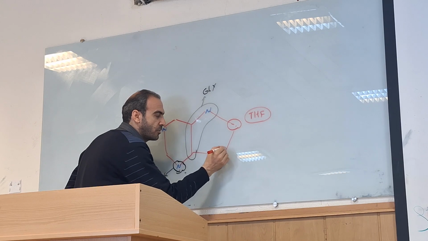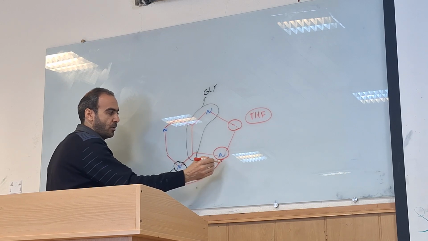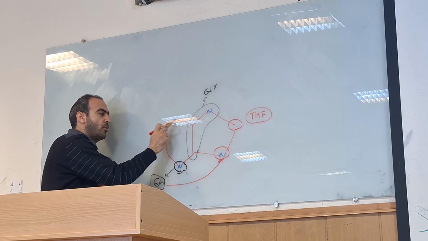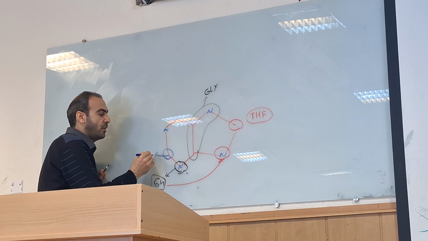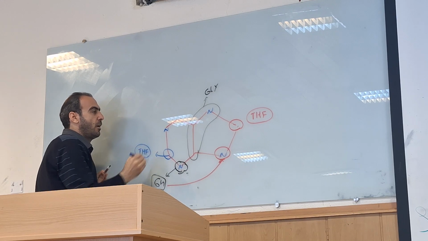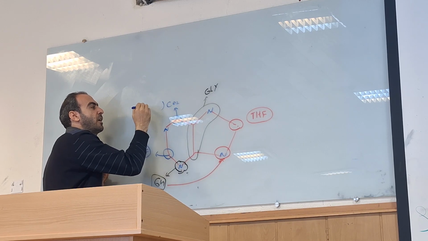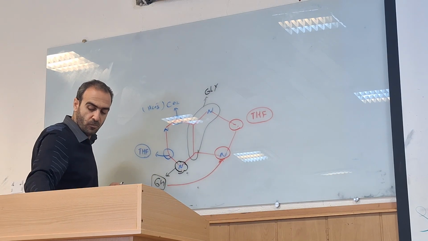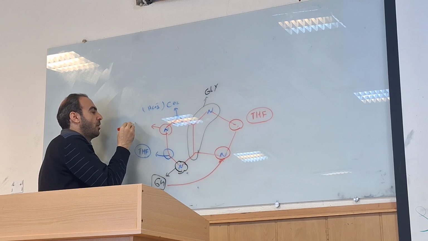Then we have this nitrogen. This nitrogen again is provided by what? Glutamine. So what remains for us? This carbon and this nitrogen. This carbon is provided again by tetrahydrofolic acid. This carbon is provided by CO2 or bicarbonate. What remains for us? One nitrogen here. This nitrogen is provided by aspartate.